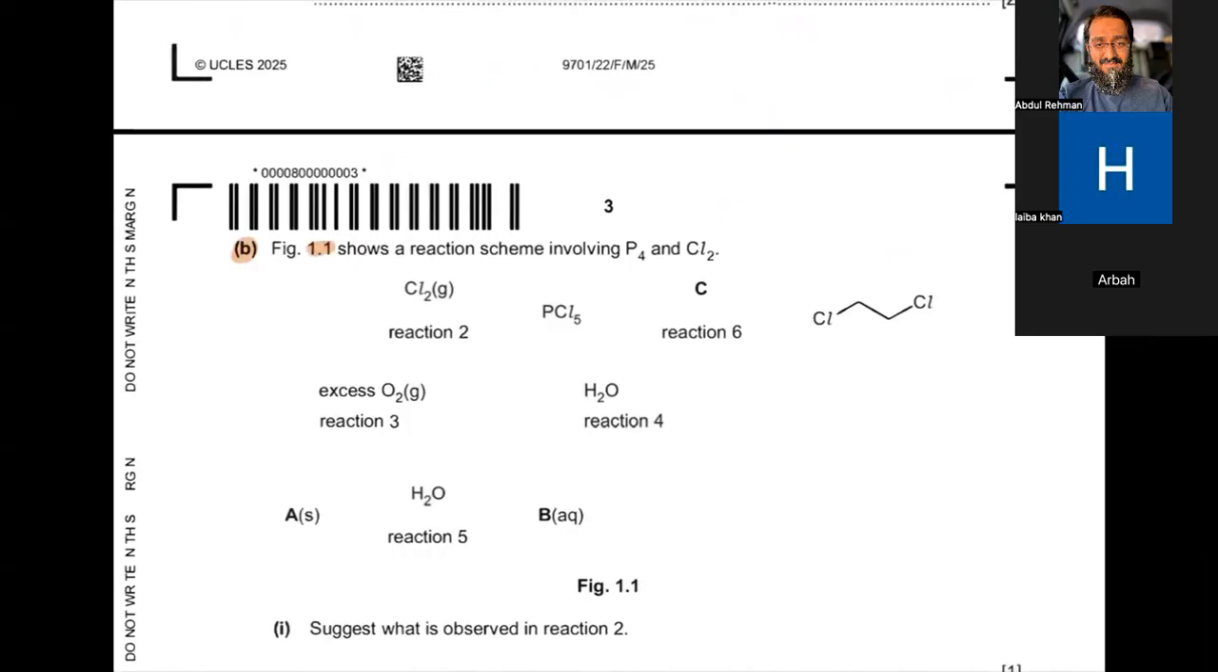Okay. Now, B part. Figure 1.1 shows a reaction scheme involving P4 and chlorine.